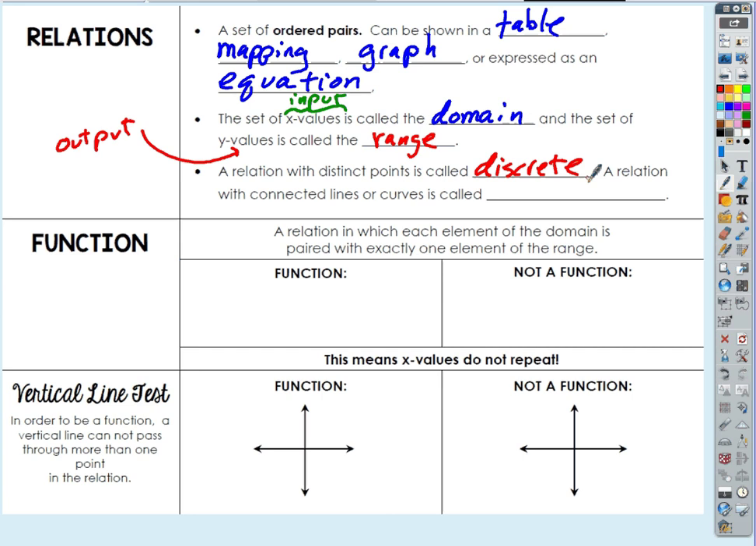They're not necessarily connected. A relation where all the values are smoothly connected, so that if we graphed it, it would look like connected lines or curves, is called continuous.